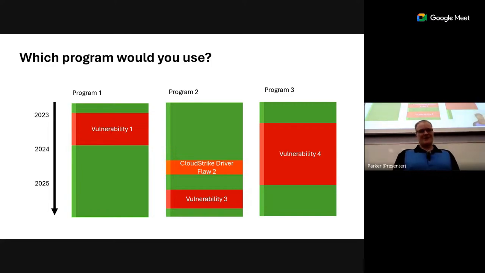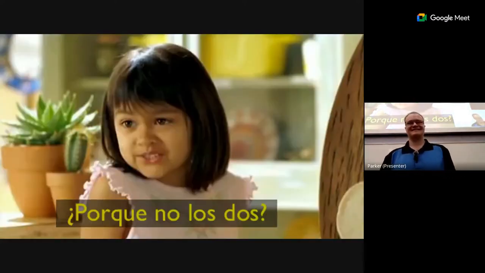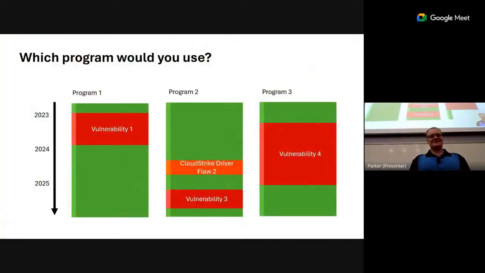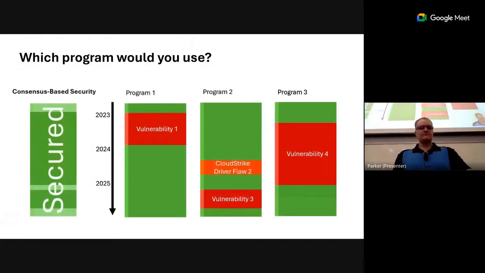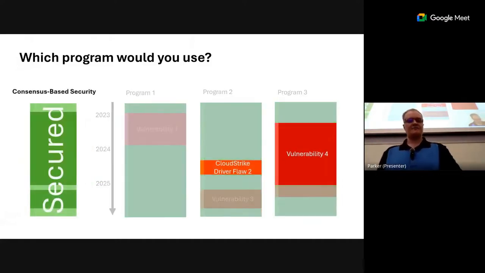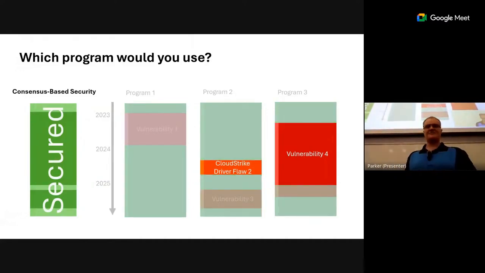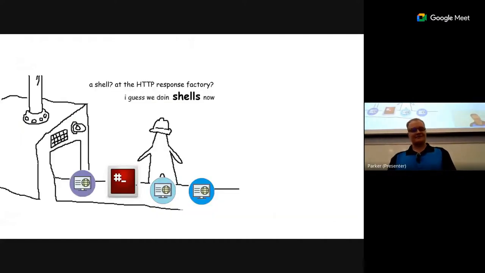Well, why not all of these? Wait, all the vulnerabilities? Nope, it turns out that we can be secure if at least one of these programs at each given point in time is secured. So like here we see that there's very few times where using all the programs would have been secure, indicated by light green on the left here. But if one of the programs is vulnerable and the others are secure, we're going to show an example of how you could maintain security in your environment.